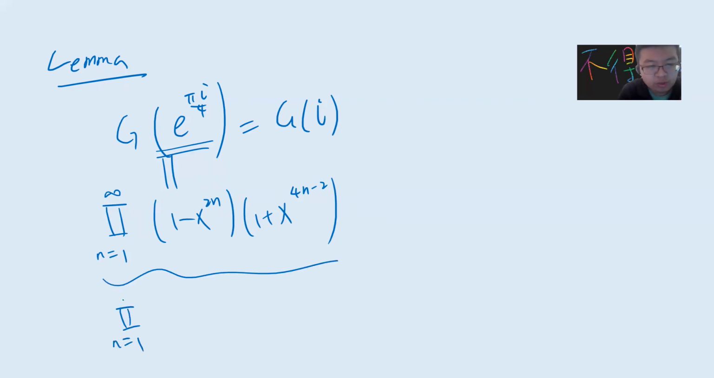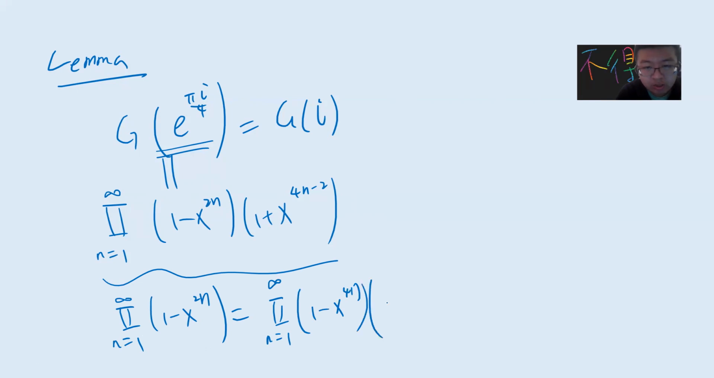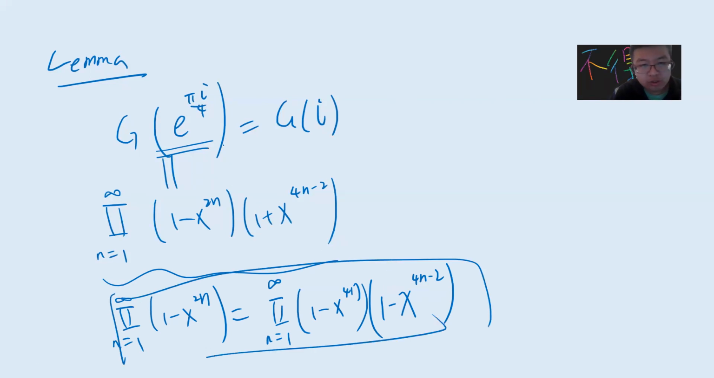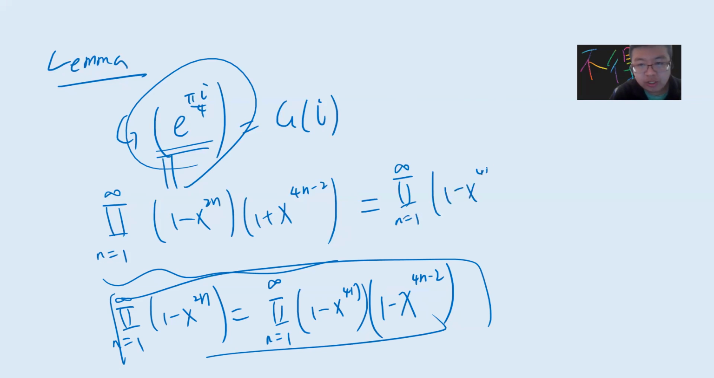If you go over n from 1 to infinity of (1 - x^n), each number, either even or odd, must be of the form 4n or 4n minus 2. So you can write the product over n from 1 to infinity of (1 - x^n) as the product of (1 - x^{4n}) and (1 - x^{4n-2}). Okay, so which means that you can just replace this to be the product of (1 - x^{4n})(1 - x^{4n-2})(1 + x^{4n-2}).